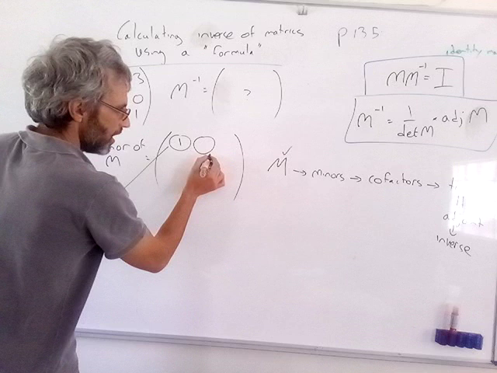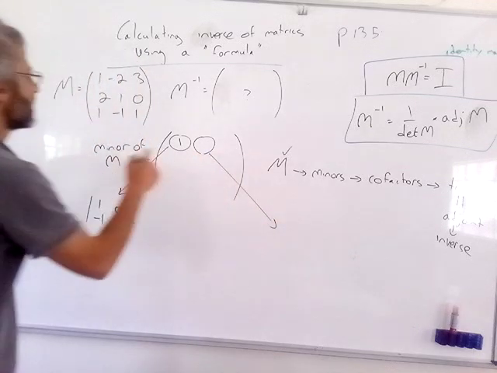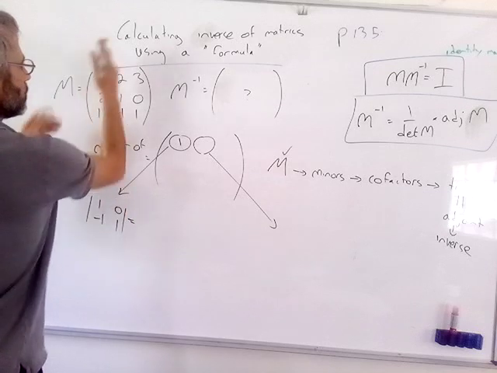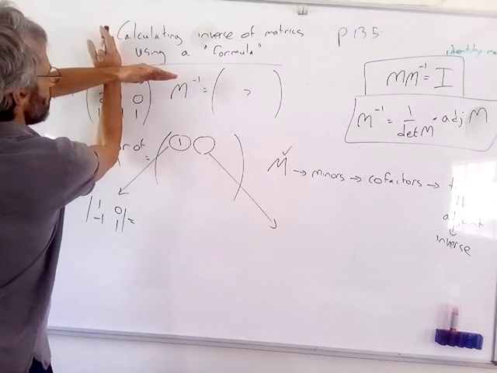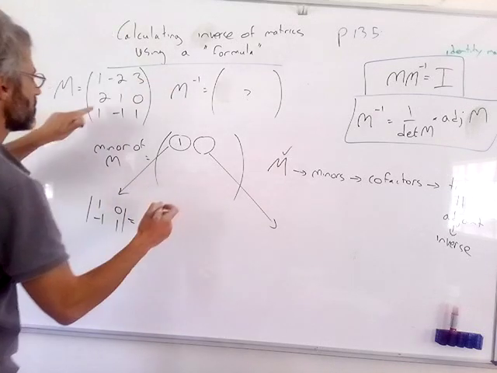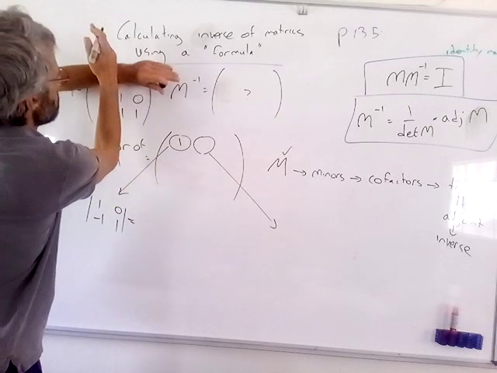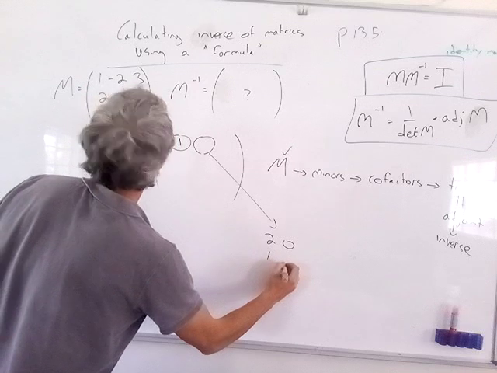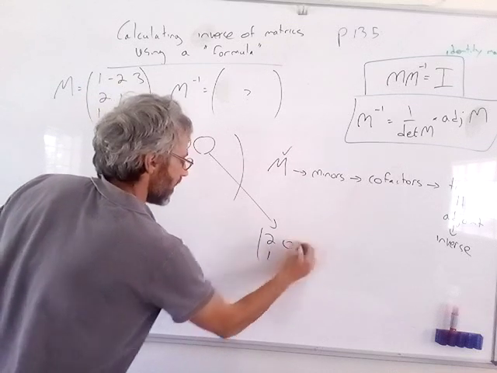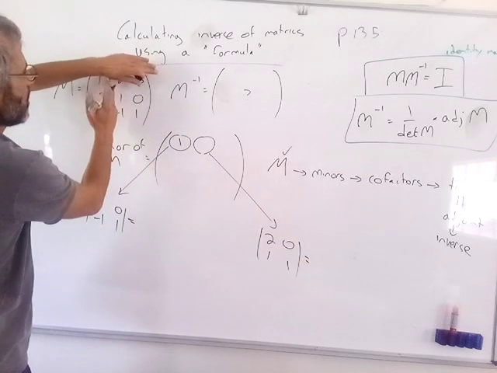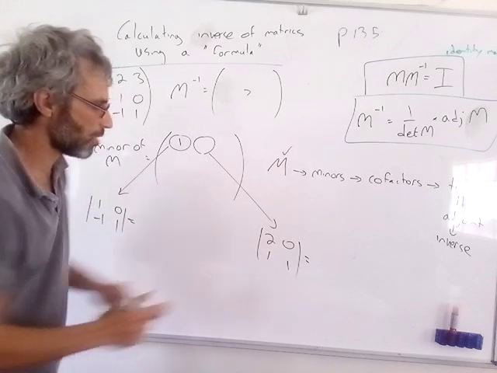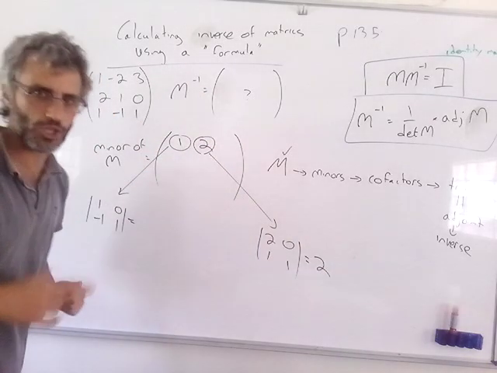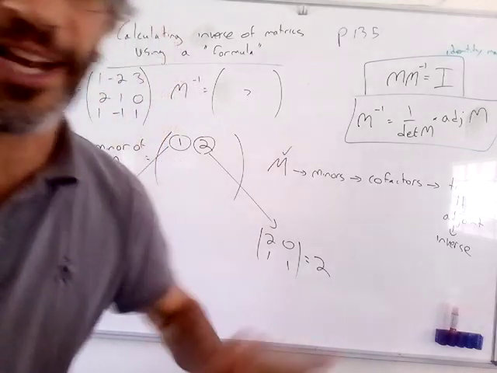Maybe let's do one more time, and then we're going to make it a little bit quicker. So what is going to be the second entry? I'm going to put a line through here and through there, and what I'm ending up with are these 4 numbers: 2, 0, 1, 1. I need to find the determinant of this one. So 2 times 1 is 2. So this entry is 2.